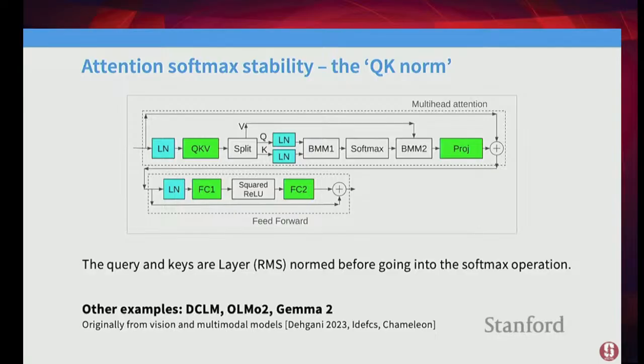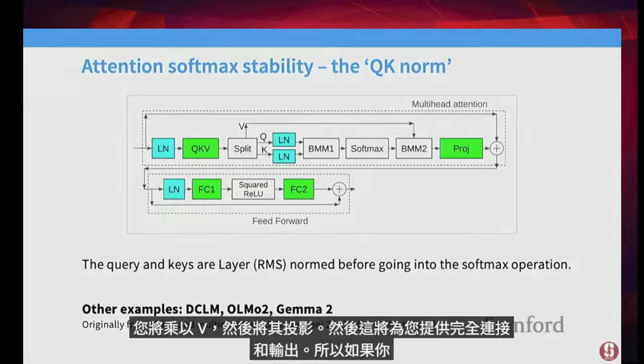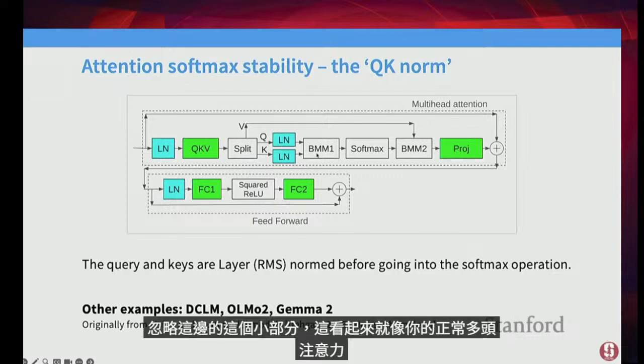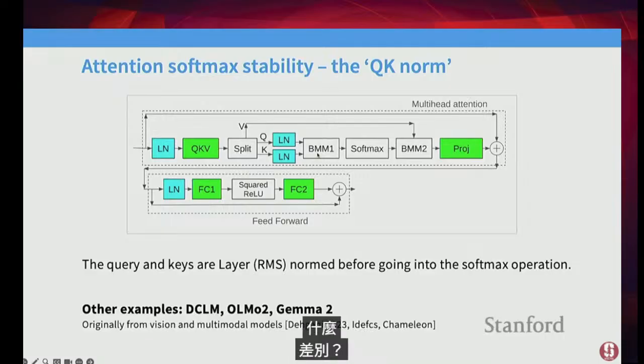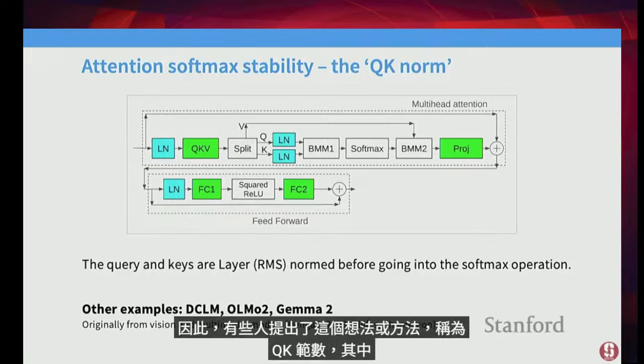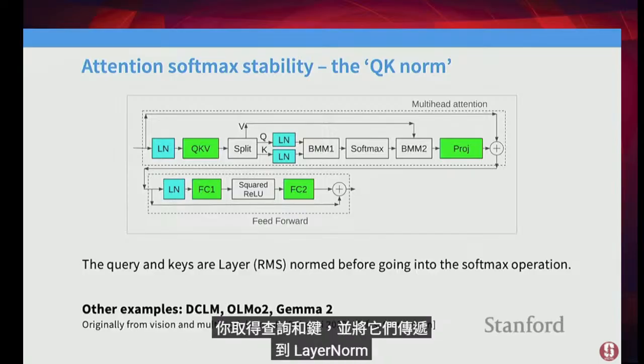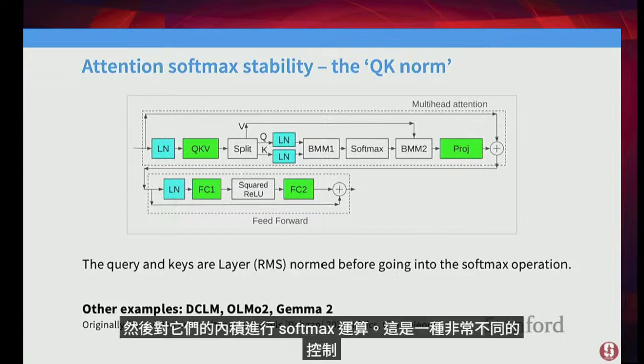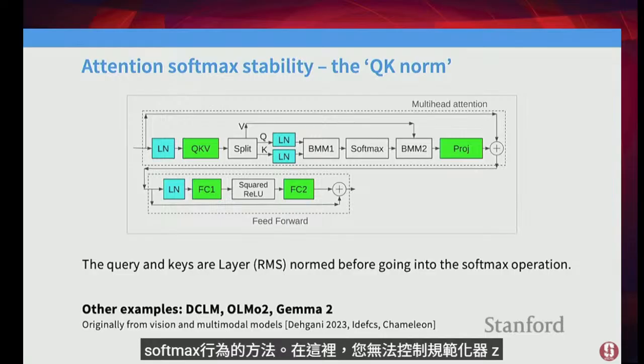So several folks came up with this idea or this approach called the QK norm, where you take the queries and the keys and you pass them through a layer norm layer before you take their inner product for the softmax operation. And this is a very different kind of approach to controlling the behavior of the softmax. Here, you're not controlling the normalizer z. Instead, you're controlling the inputs to the softmax to be kind of bounded in size, and that's going to naturally control the bad behaviors of the softmax.